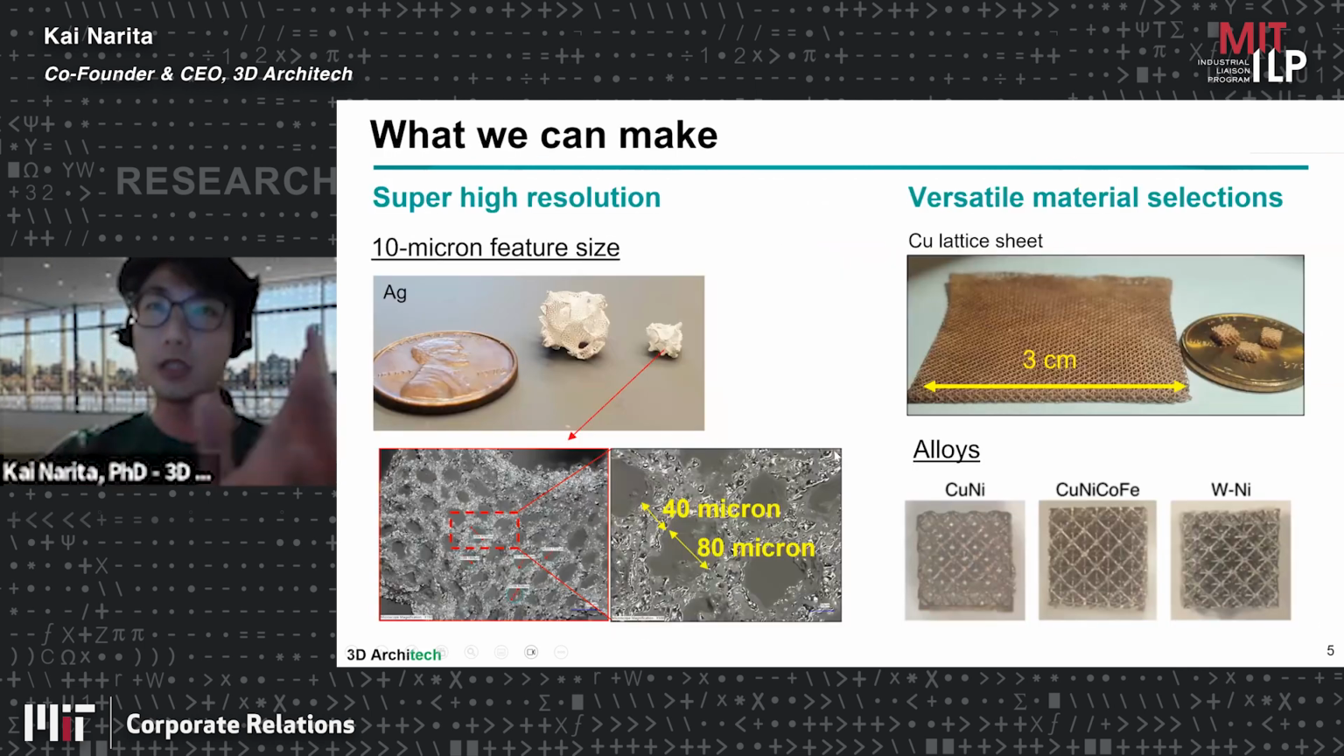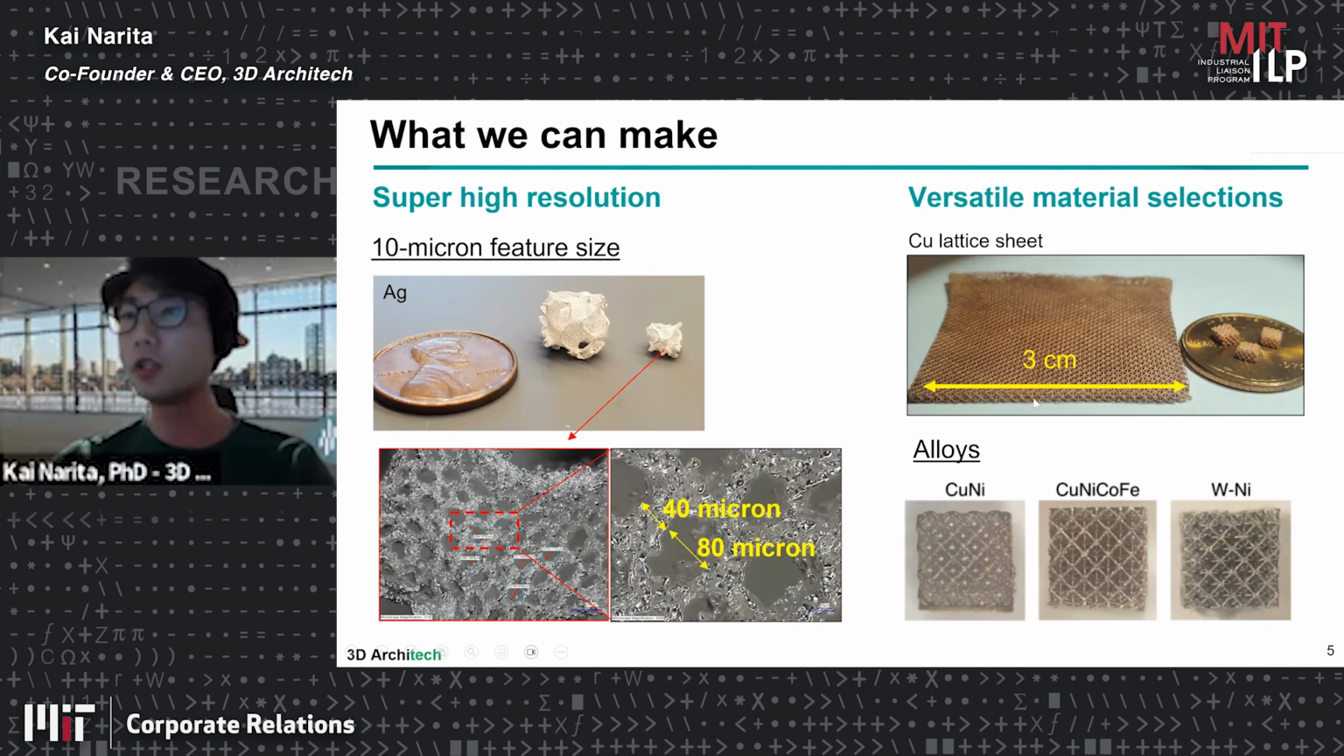Here's a good example of what we can make. Here's a silver structure, which has a 40 micrometer feature size. It's half the size of a human hair's thickness. And by this high resolution of fine features, we can make a structure of more than 3 centimeters. It's a good size for the heat exchanger heatsink. It's made of copper. We can also make different types of alloys. It's basically different combinations of metals.